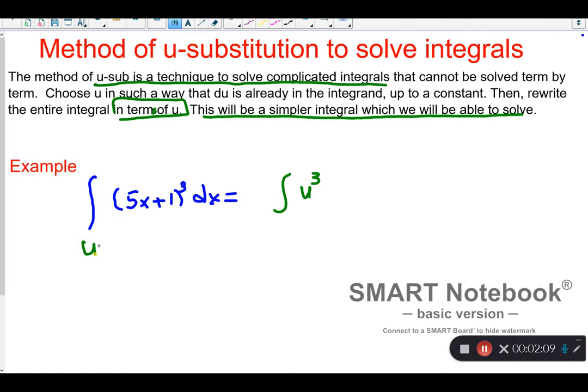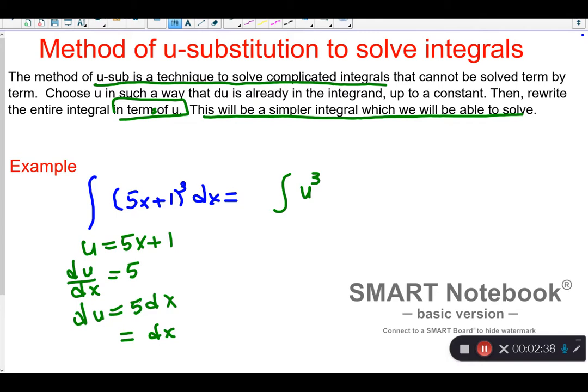So basically I'm calling my u the replacement for 5x plus 1. So think of it as du/dx, the derivative with respect to x, is 5, right? And if you multiply both sides by dx, in a way, so du equals 5 dx. So you come over here, this middle part has been replaced with u to the third. But what are we going to do with dx? You come over here and say, okay, what is dx equal to in terms of the u variable? So we can divide both sides by 5, so dx is equal to du over 5. So I can replace dx with du over 5.